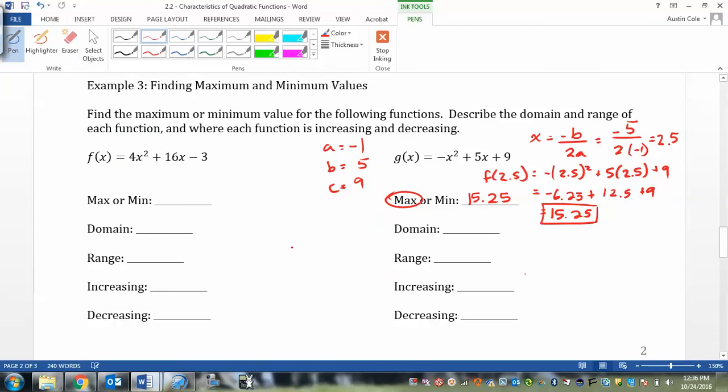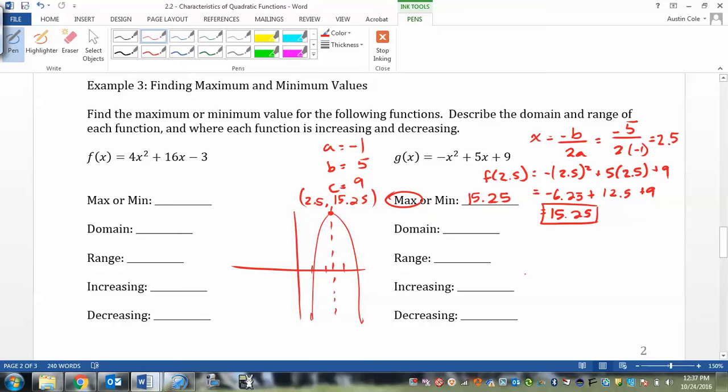There we go. So if I just briefly sketch this, where's my axis of symmetry? 2.5. 1, 2, 3, somewhere between 2 and 3. Where's my maximum? Well, it's way up at 15. So I'll just briefly do that. This point right here is the point 2.5, comma, 15.25.